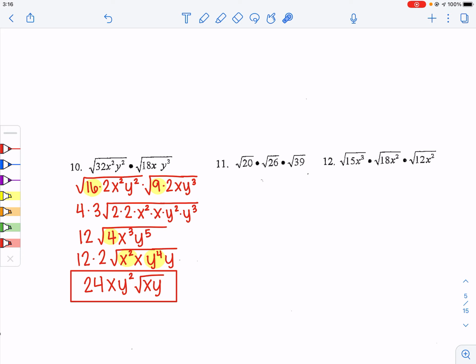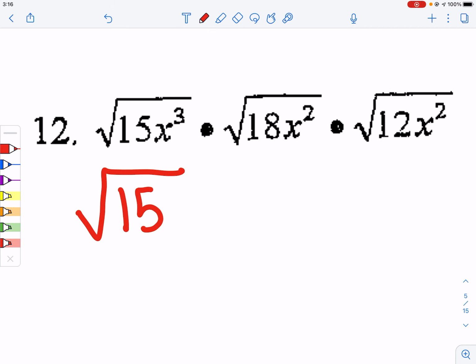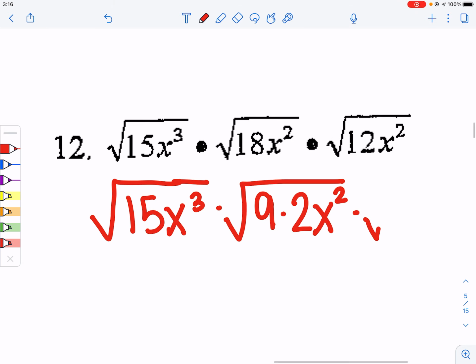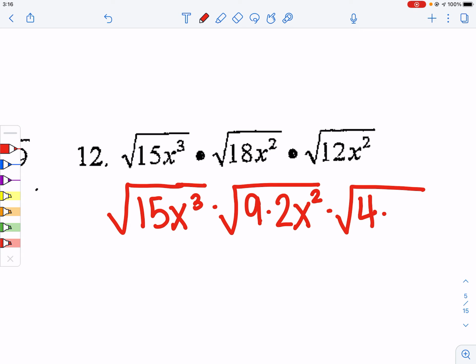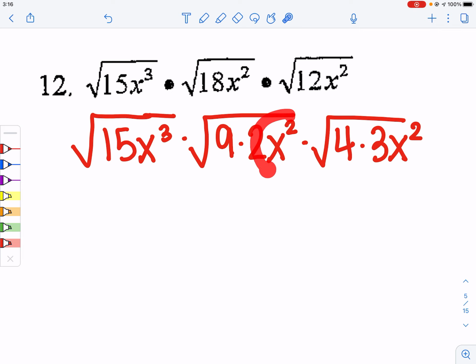All right, let's try one more of these together. So let's try number 12. Again, if I can see that there's some perfect squares inside of these numbers, I'm going to deal with those first. So I know that the 15, I'm going to leave this as 15x to the third. I'm going to rewrite 18 as 9 times 2, x squared. And then I'm going to rewrite 12 as 4 times 3, x squared. Unlike that last one, I'll go ahead and take care of the variables and my perfect squares. So I'm going to take care of everything that I'm highlighting right now. So my 15x to the third stays.